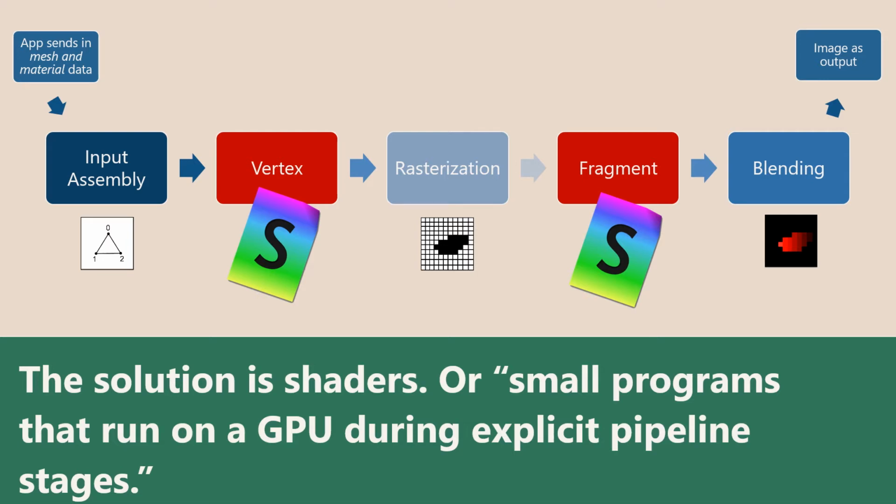The solution to this is shaders, or small programs that run on a GPU during explicit pipeline stages. Here's where we answer the question of what is a shader. You can see here that the vertex and fragment stages now have a shader program attached to them. This allows developers to program what occurs during these stages.